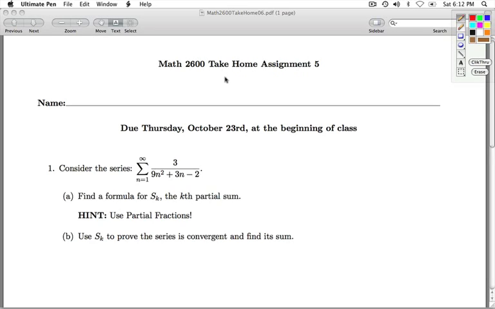Hi folks, this is Calc 2 Take Home Assignment 6. I know it says 5, but that's a typo. It really is Take Home Assignment 6.